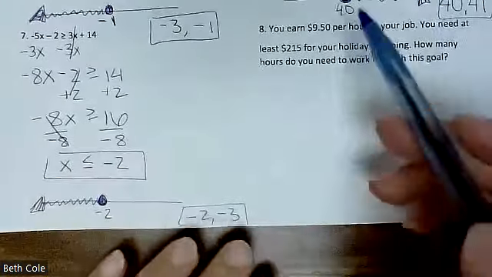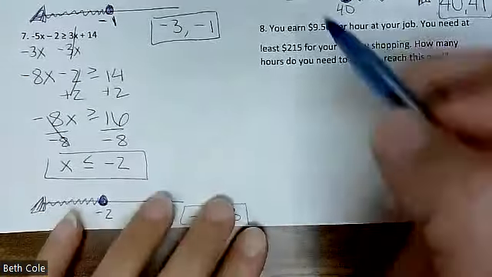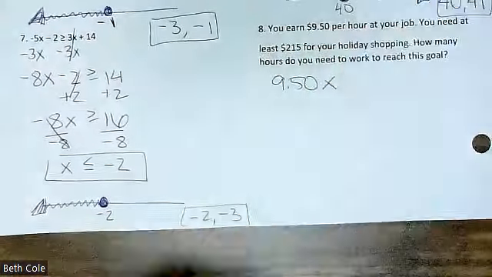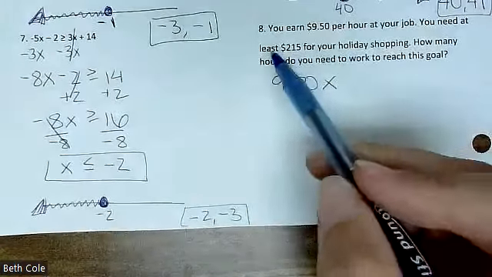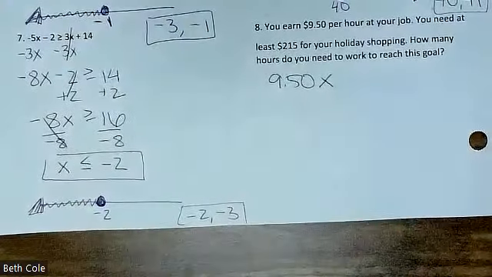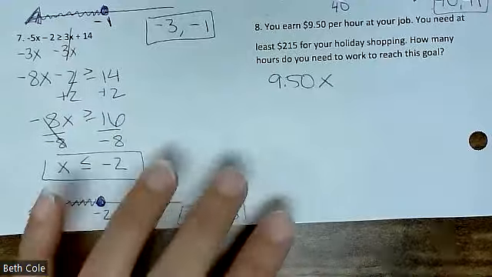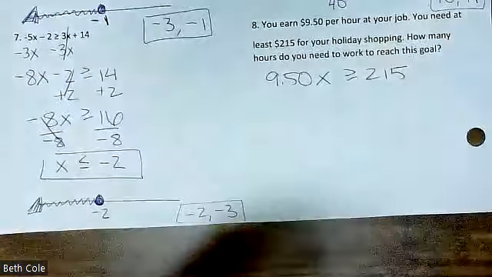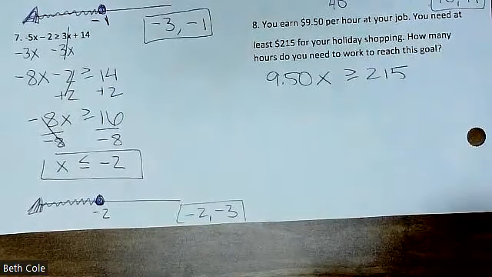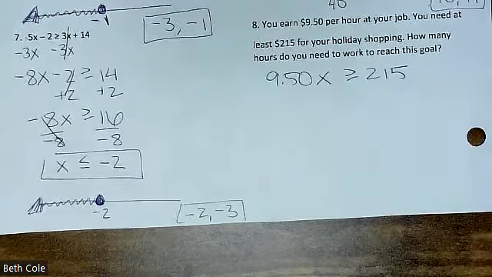All right, you earn $9.50 an hour at your job. So it's going to be 9.50x. You need at least $215 for your shopping. So that means you need 215 or more. So greater than or equal to 215. What would you do to both sides?